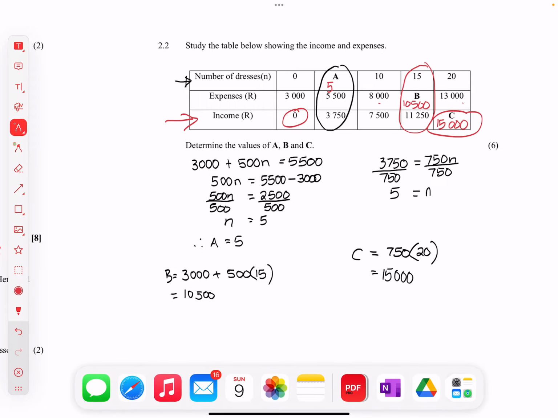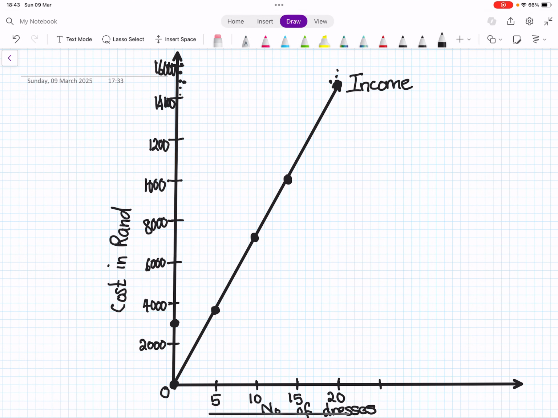Okay, so we're going to go back here. In line with 10, we're going to go up, and we're going to go to 8,000. So there's 8,000 across here. And we're going to join. So I will use a different color just so that it's clear and we can see what we're doing. And we're going to draw this line. Okay, slightly out. But basically, we're going to write here that this is my expense graph.